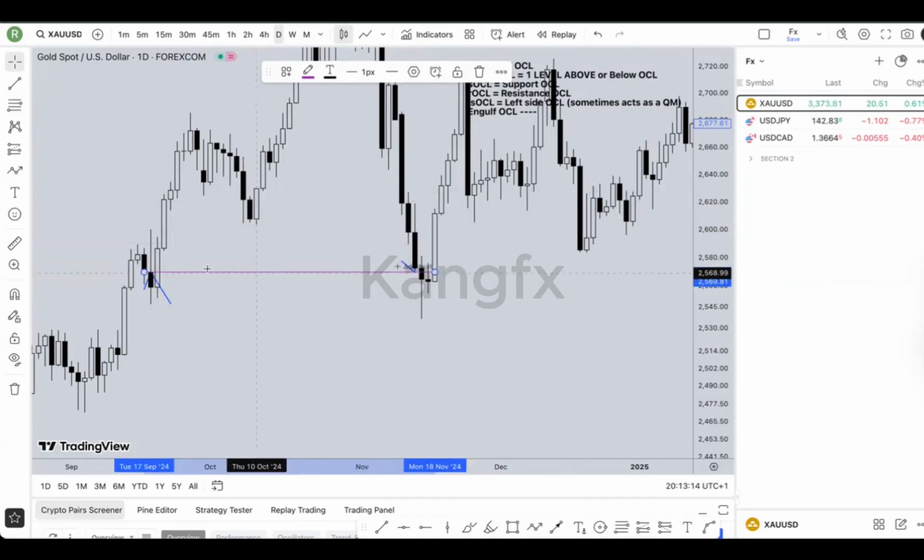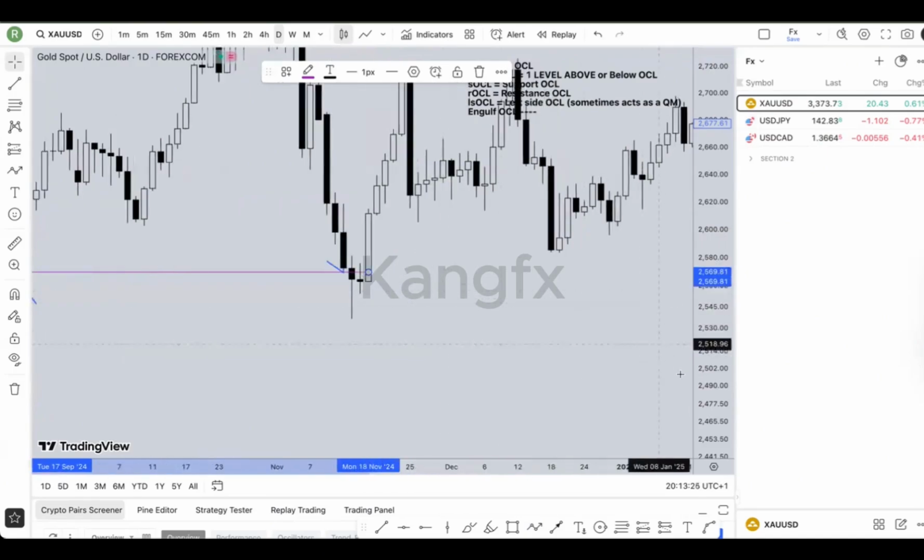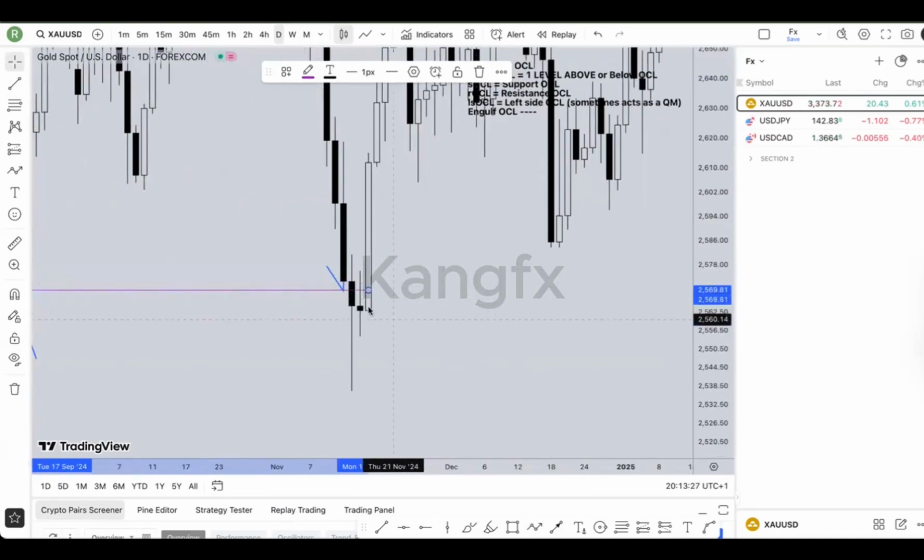First of all, it's going to act as support. The market broke through it. Now it was supposed to act as resistance. The market broke through it again. So the market coming back again is going to act as QM. That was the reason why the market respected it here, the first time, before it went off again.